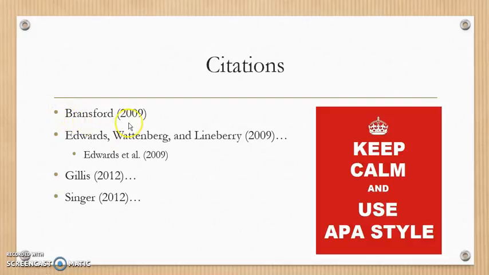So if you read the article by Bransford, that article's from 2009. If you read the ones by Edwards, Wattenberg, and Linebury, that would be your Reporting the News 2009. And remember, there's 3 authors, not just one. Gillis is 2012 and Singer is 2012. And this is kind of preparing us for this APA style idea.